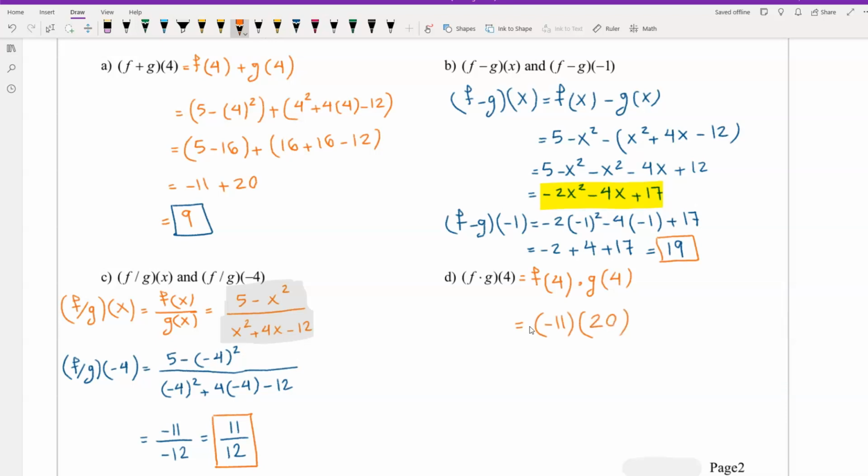If in case these were not given, or if in case you didn't find that, for example here in part A, we can find it by using 4 instead of x in f of x and 4 instead of x in g of x. So exactly the same as what we did here on this part. So the answer is negative 220.